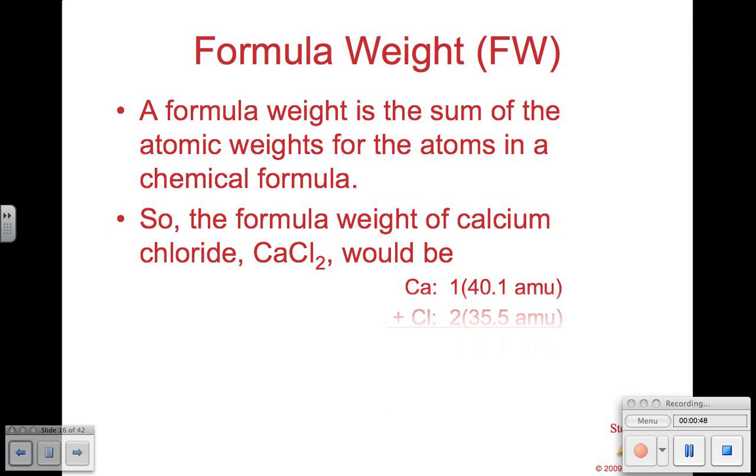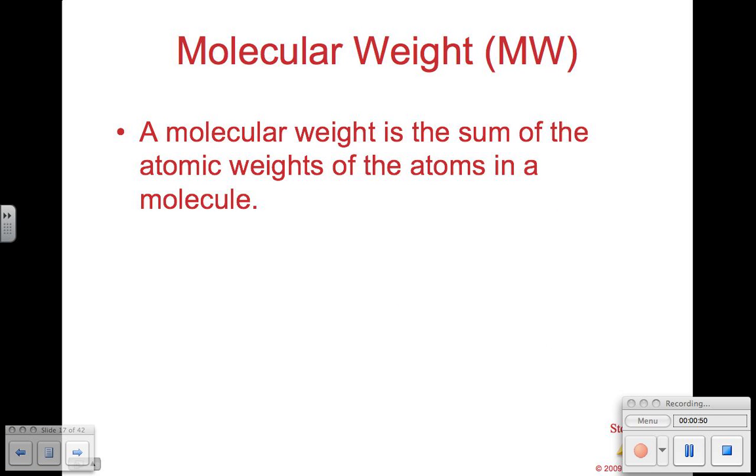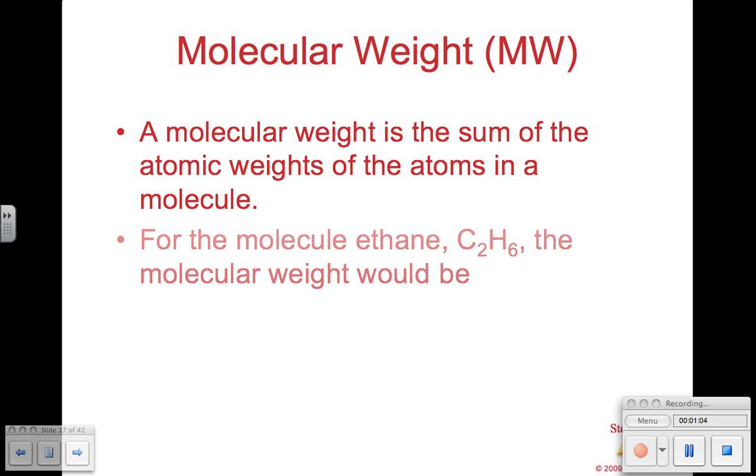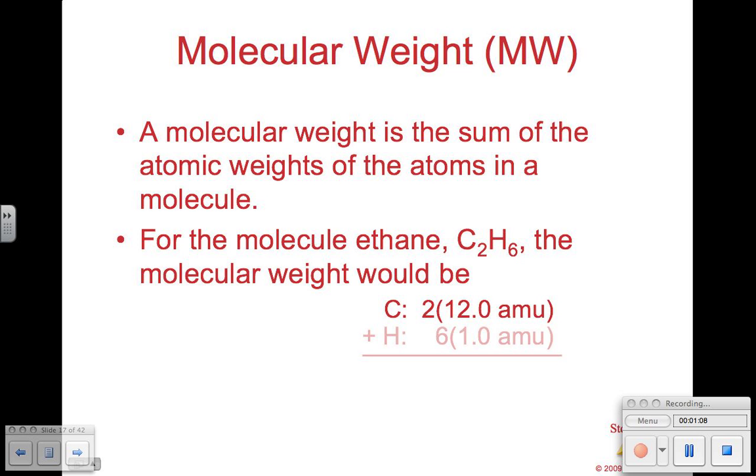When we get to molecular weight, this is when we're talking about molecules, things that are bonded covalently rather than ionically. So molecular weight is the sum of the atomic weights of the atoms in a molecule. Our example being ethane here, the mass of 2 carbons and 6 hydrogens is 30 AMUs.